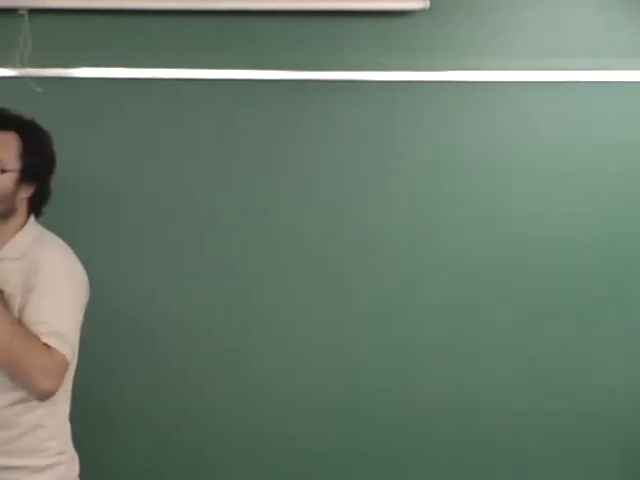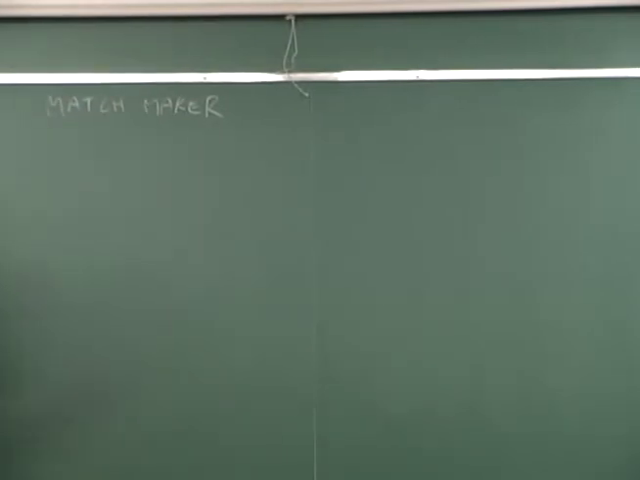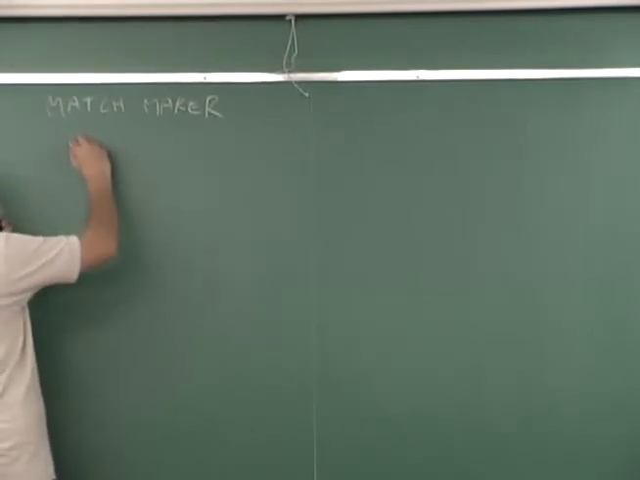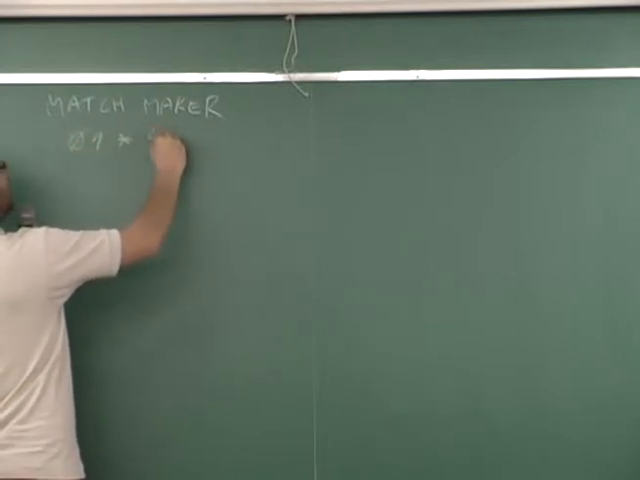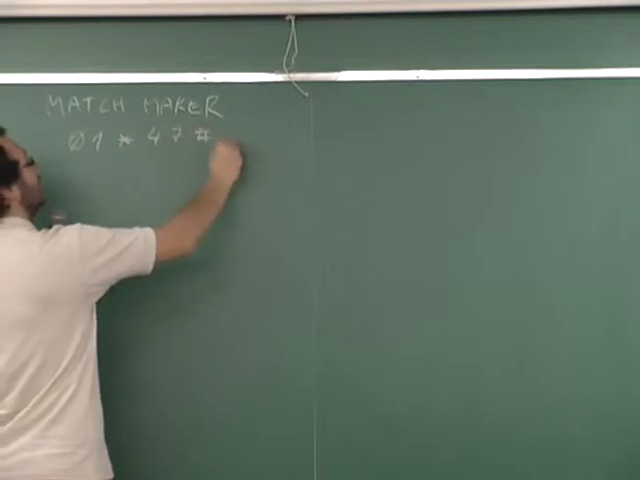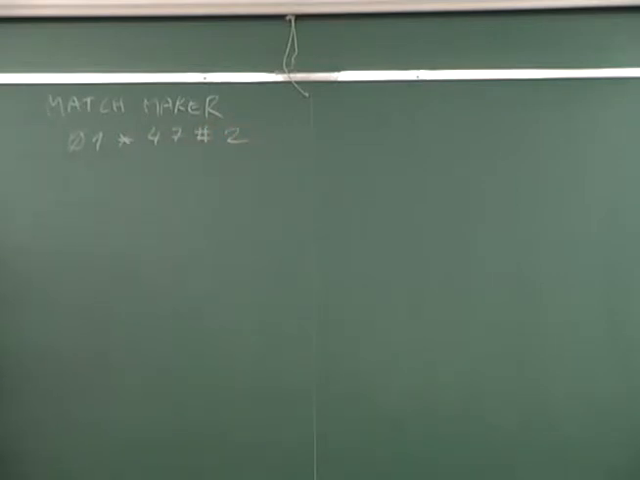All right, so now for a text processing problem, matchmaker. What we are given in this problem is a pattern matching problem. We are given a pattern, for example, of the form 0, 1, a star, a 4, a 7, a sharp, and a 2. And then we are given several strings, and we have to match these strings against this pattern.